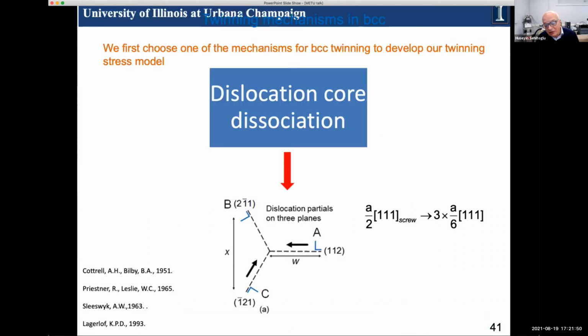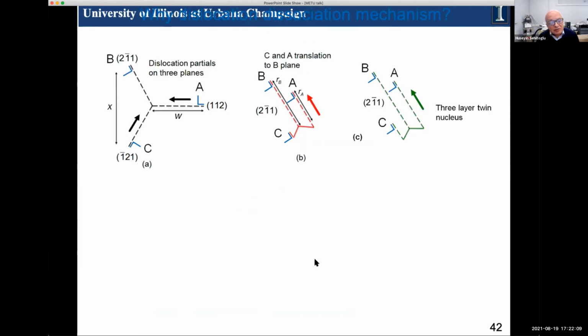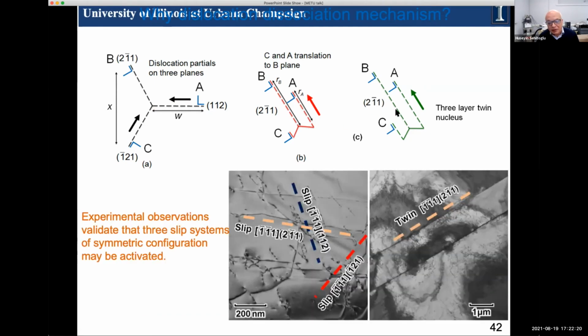And the way that the dislocations are, we don't have partial dislocations in BCC, we have fractional dislocations. So this is a 111 screw dislocation, but it's split on 3 planes. And the way the twinning happens is that this fractional dislocation has to come here, and then they form this 3-layer nucleus.